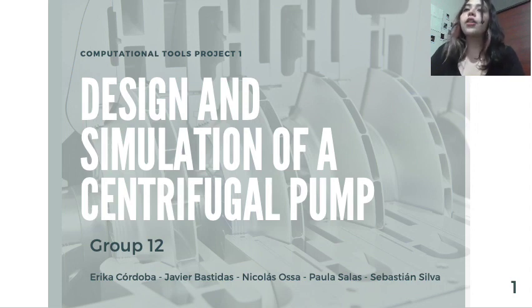Hi, we are Group 12 and today we are going to present the Computation Tools Project 1, the sizing and simulation of a centrifugal pump.